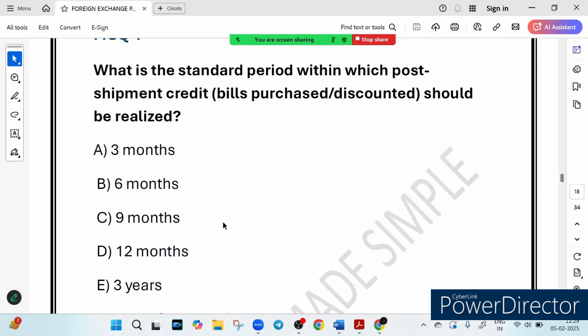Imagine you are an exporter selling product to a company overseas. Even though the goods were shipped, the buyer might need more time than 3 months to settle the payment. 6 months is also not correct. 9 months is correct, right?